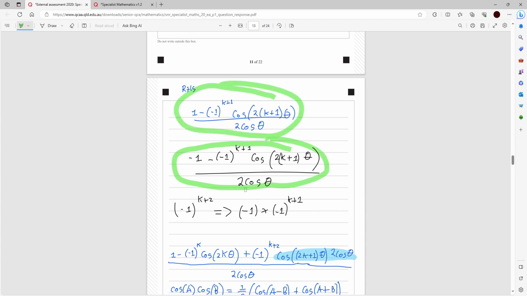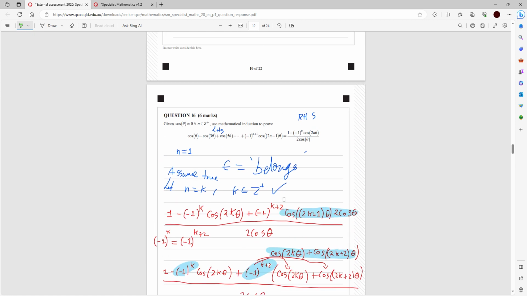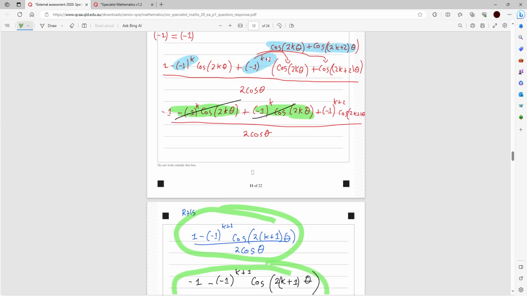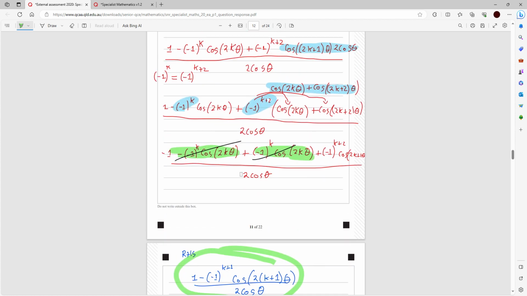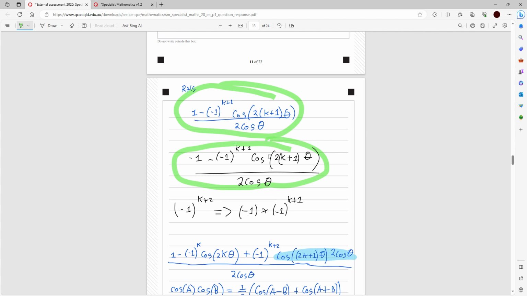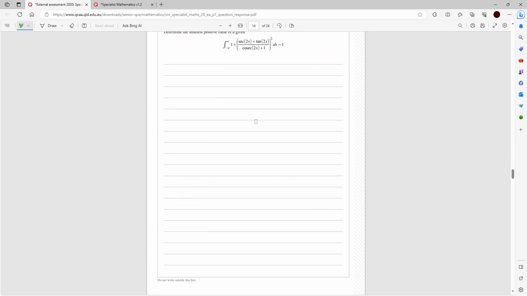Wow, that was a lot. We're 23 minutes in, and that's just question 16. I can't imagine doing this in exam conditions. I would have got stuck at this bit here. I got the trig substitution, but the -1 to the power of k was the really hard part about that. Okay, but anyway, let's move on to the next question.